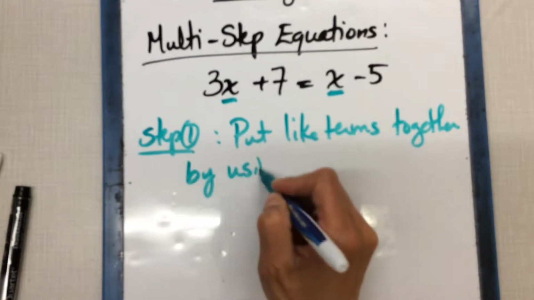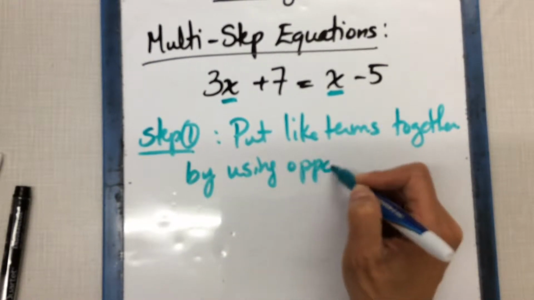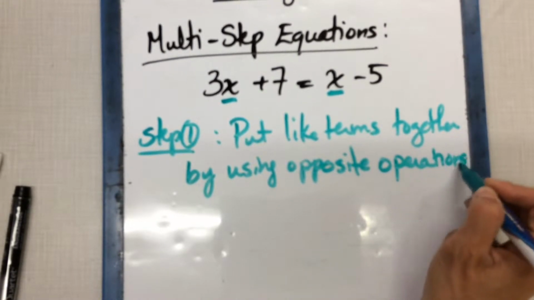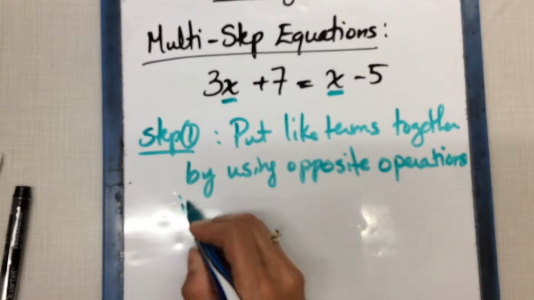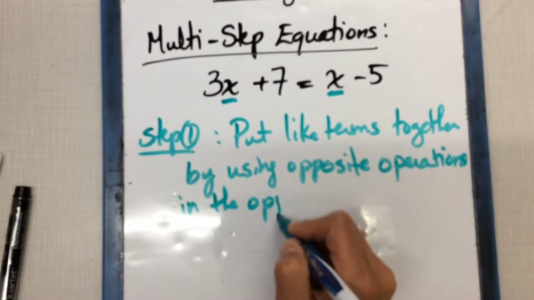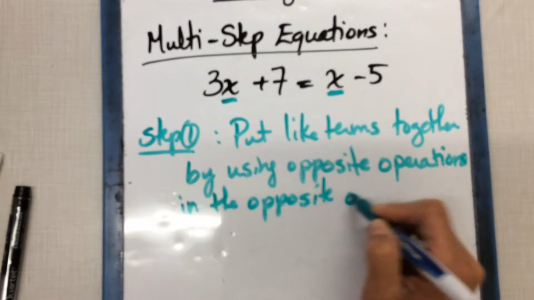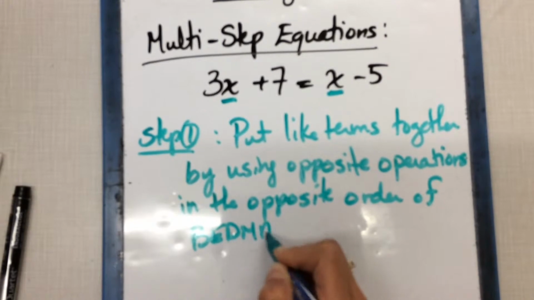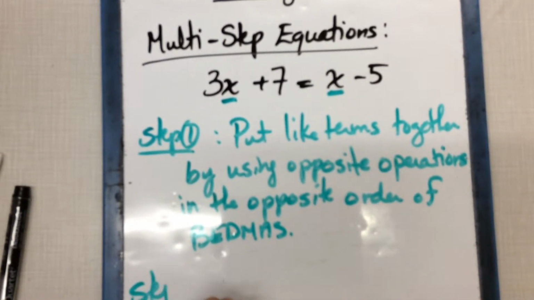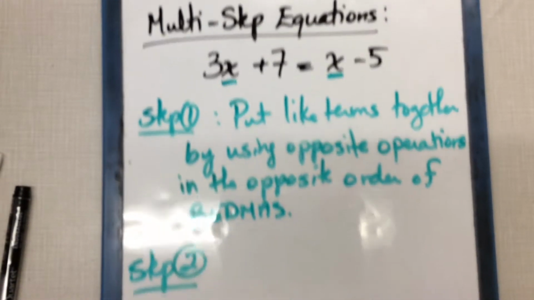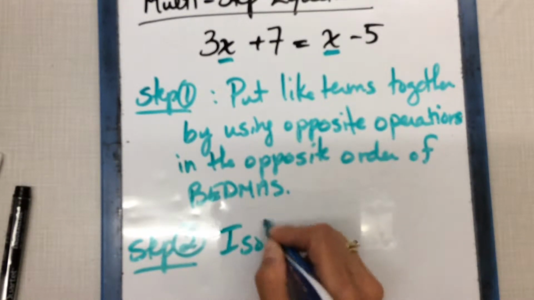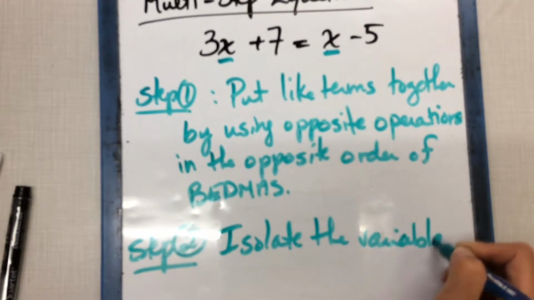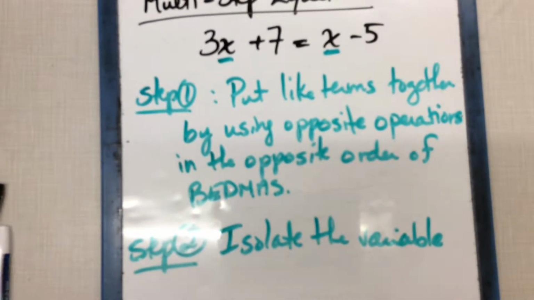And by using opposite operations, and again in the opposite order of BEDMAS. Okay, and then step 2 would be to isolate the variable. Okay, so let's start with step 1.